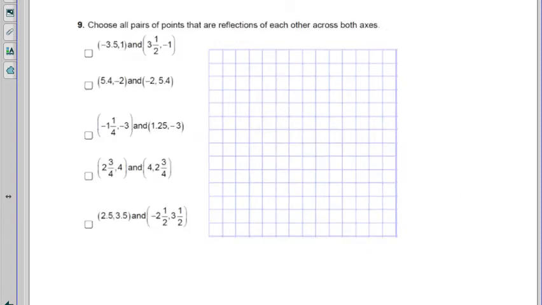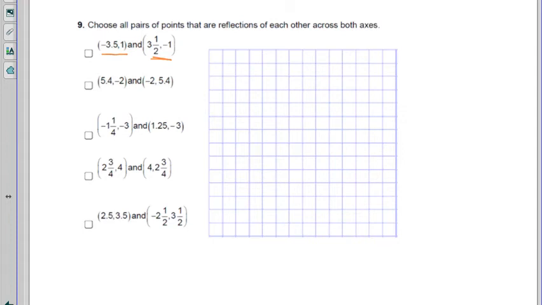Okay, number 9. Number 9 can be wicked hard or not too bad. We want it to reflect points across both axes and then have a pair of numbers. So basically I want to know if I take -3 and 5/10 and flip it over both axes, will I end up at this point?